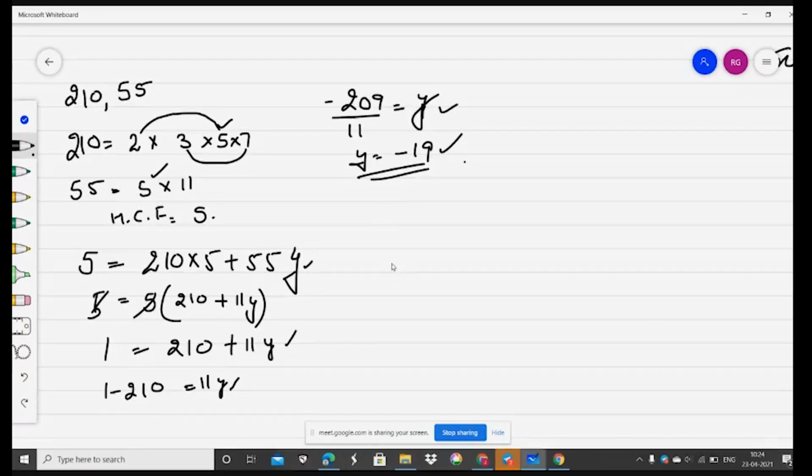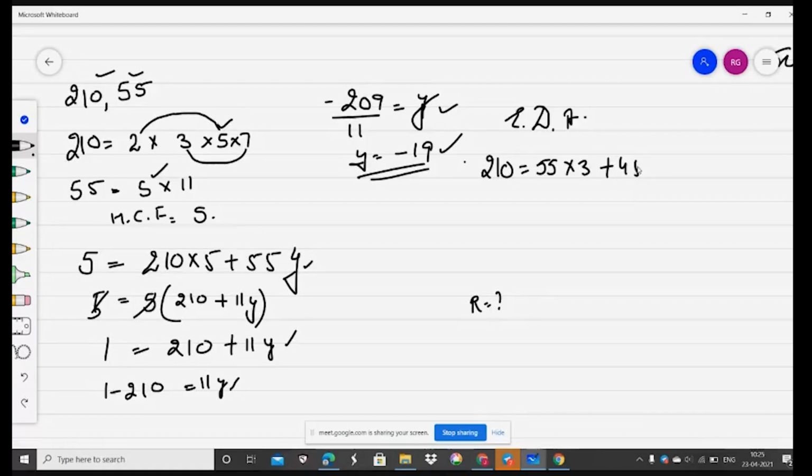The alternative method with the help of the Euclid division algorithm. Okay, ma'am. In that case we have to write the remainder every time. Okay, let's try that also. How to find the HCF of these two numbers with the help of the Euclid division algorithm? Yes, ma'am. 210 is equal to 55 into 3 plus 45.